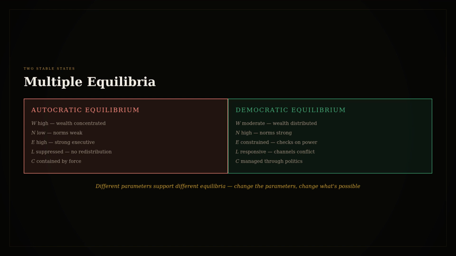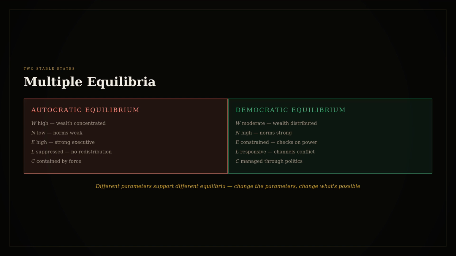Here's where it gets interesting. Saylor's model doesn't have just one equilibrium. It has multiple equilibria, and they correspond to recognizable political arrangements. Consider 2 extreme cases. First, high W, low N, high E. Wealth is concentrated. Norms are weak. Executive power is strong. This is the autocratic equilibrium. A strong man maintains order through force. Inequality is high, but conflict is suppressed. The system can be stable if E is sufficient to contain the pressure.